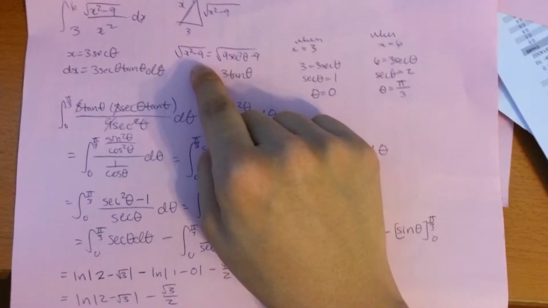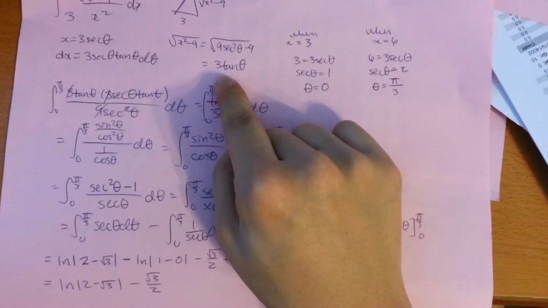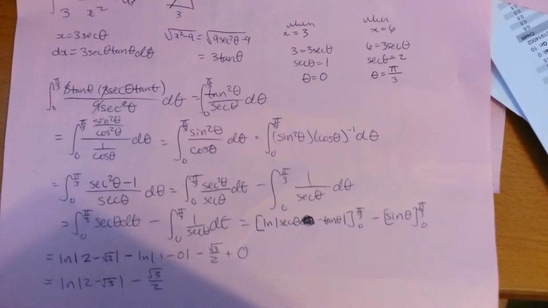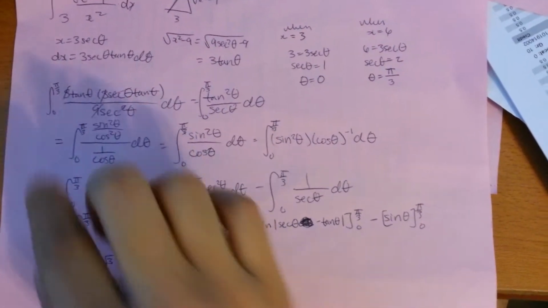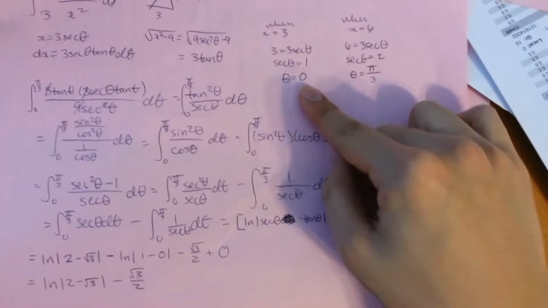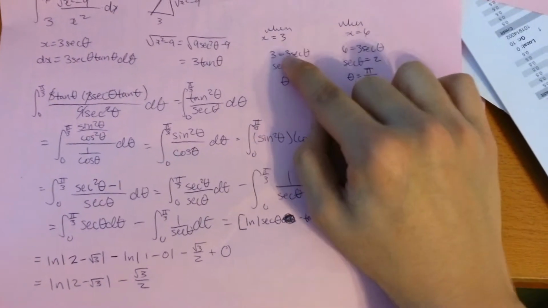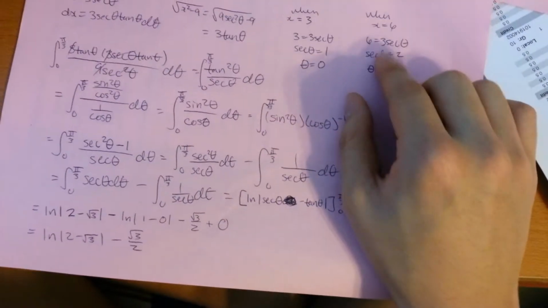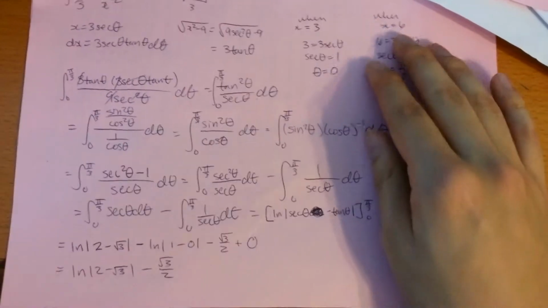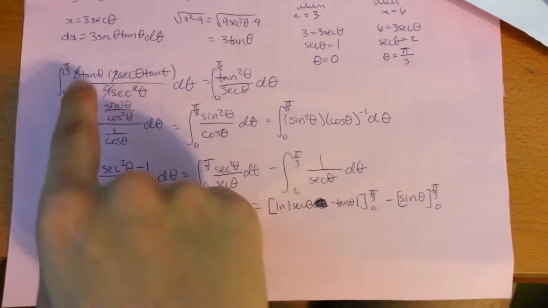Solving for the square root of x squared minus 9 would be 3 tangent theta, because it's just plug and chug and then solving out through identities. Because I'm going to do a trig substitution, I just went ahead and changed the limits of the integral. So when x equals 3, theta equals 0. When x equals 6, theta equals pi over 3.